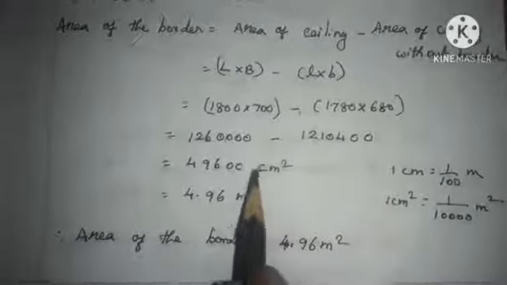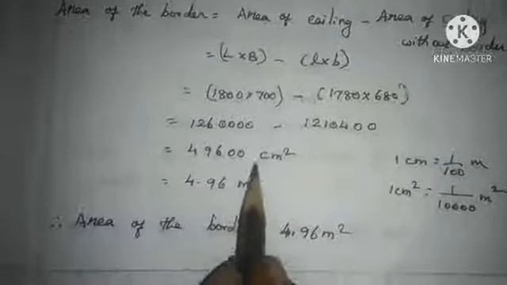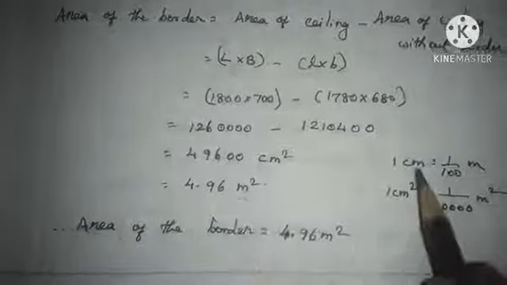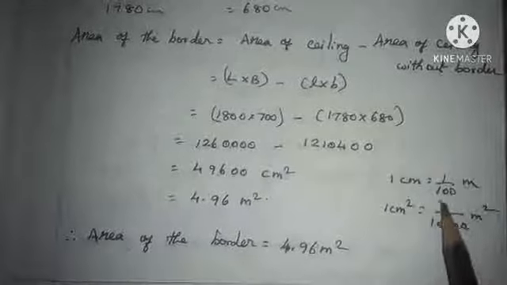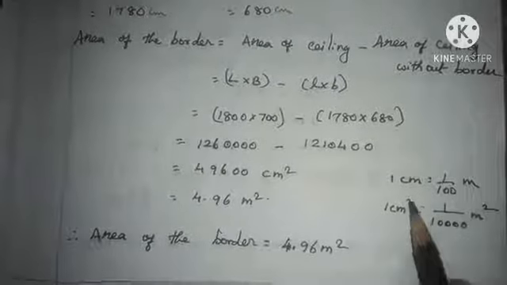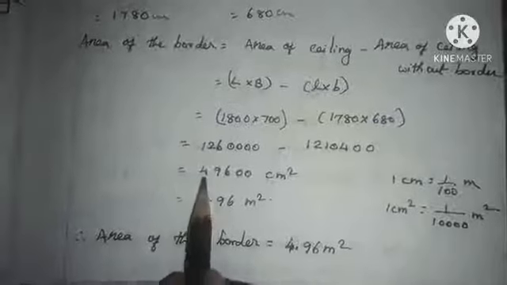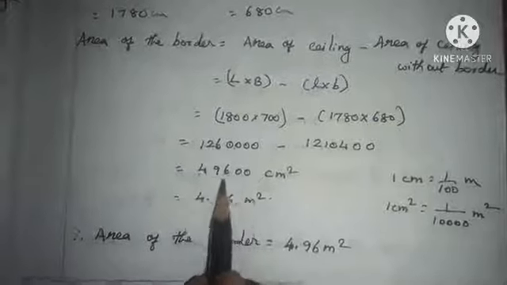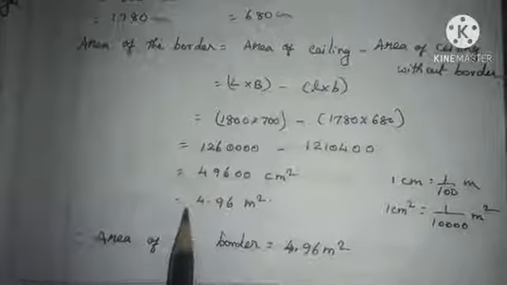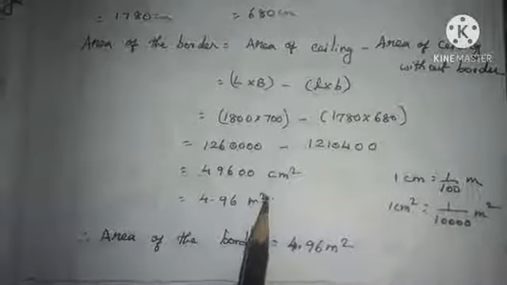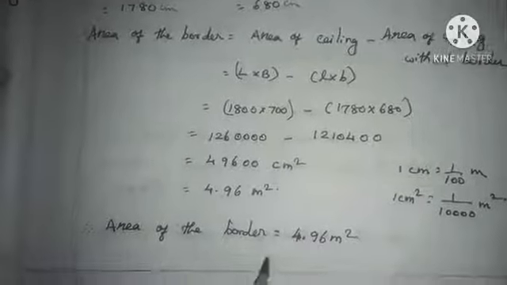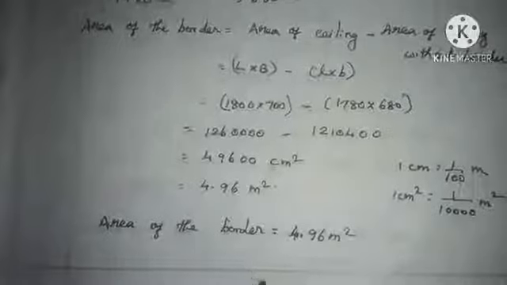Since the length and breadth of the outer rectangle are given in meter, we are going to convert the centimeter square into meter square. We know that 1 centimeter equal to 1 by 100 meter. Then 1 centimeter square is equal to 1 by 10,000 meter square. That is, if we divide 49,600 by 10,000, we get the answer as 4.96 meter square. Therefore, the area of the border is 4.96 meter square.